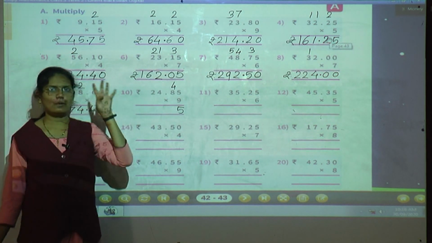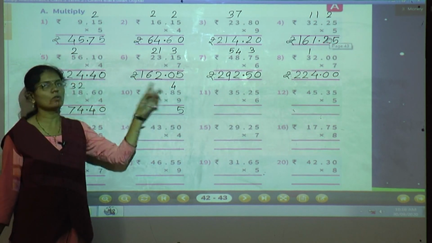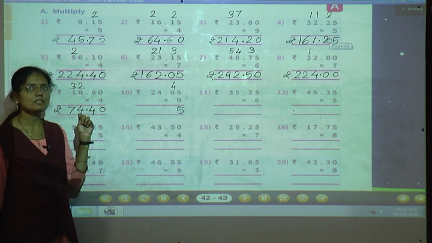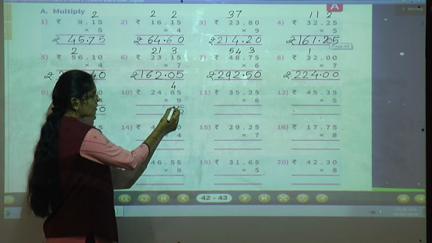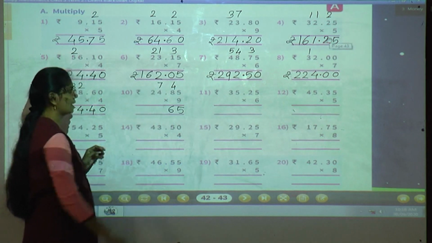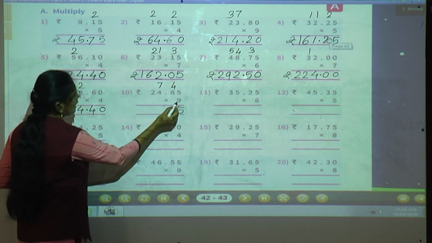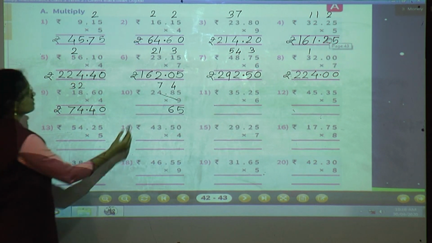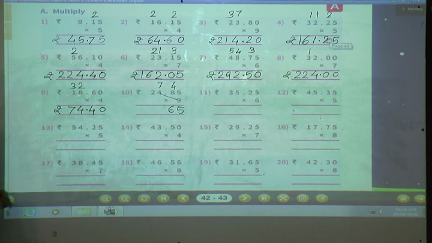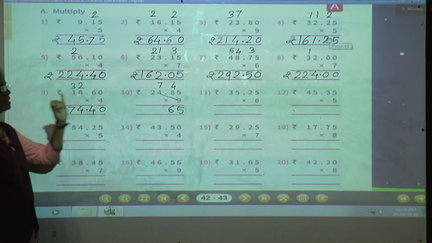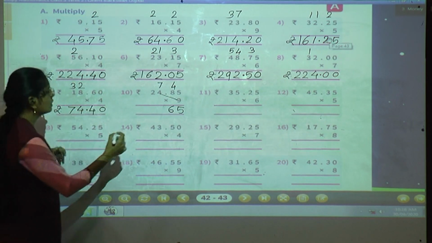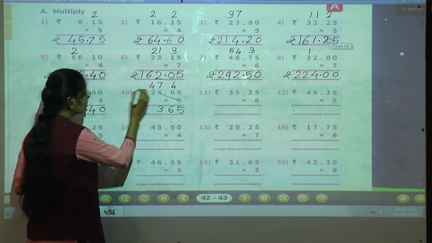In 72 we have to add 4, because here the carry is 4. So 72 plus 4 is 76. What are you going to write here? 6, and 7 as a carry. Then 9 into 4. 9 4s are 36. In 36 we have to add 7. So after 36 count your 7 fingers: 37, 38, 39, 40, 41, 42, 43. So here we will write 3 and 4 as a carry.